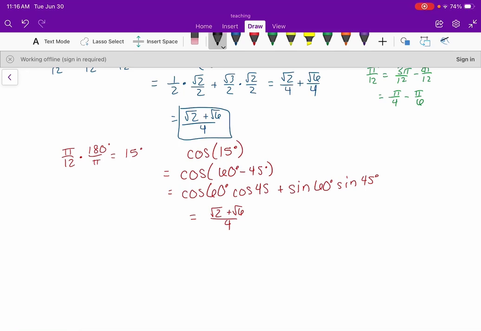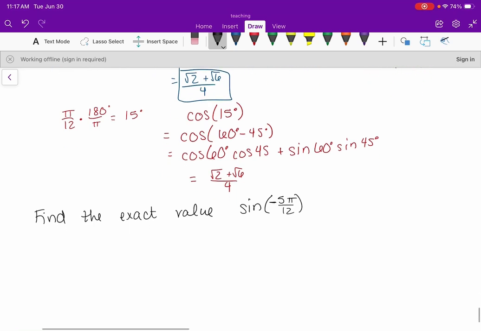I'll do one more of these that are like find the exact value. Let's do another sine one. And we'll do 5 pi over 12. I'm also going to make this a negative so we can see what happens with that. You have a negative angle.